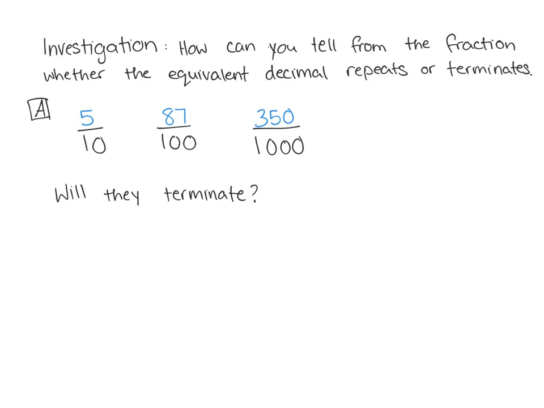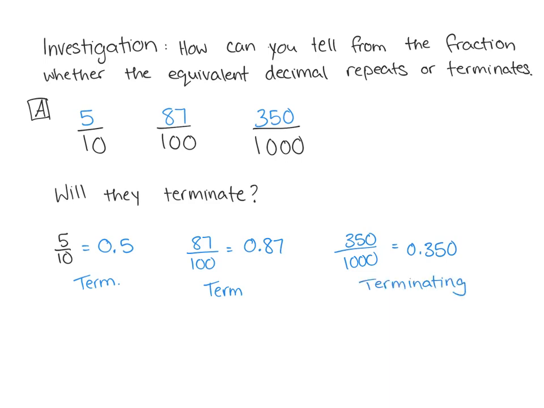Explain. How would we turn 5 out of 10 into a decimal? So if the decimal ends after the 5, this is terminating. Is this terminating or repeating? This is terminating. And is this terminating or repeating? So all of these fractions are terminating. What else do we notice about their denominators?